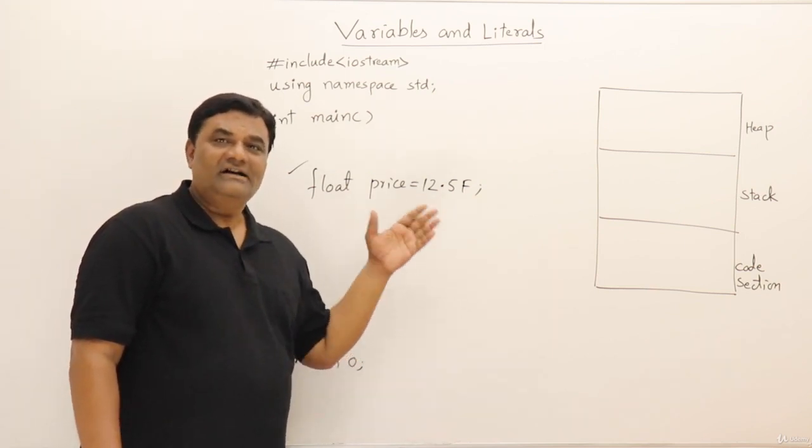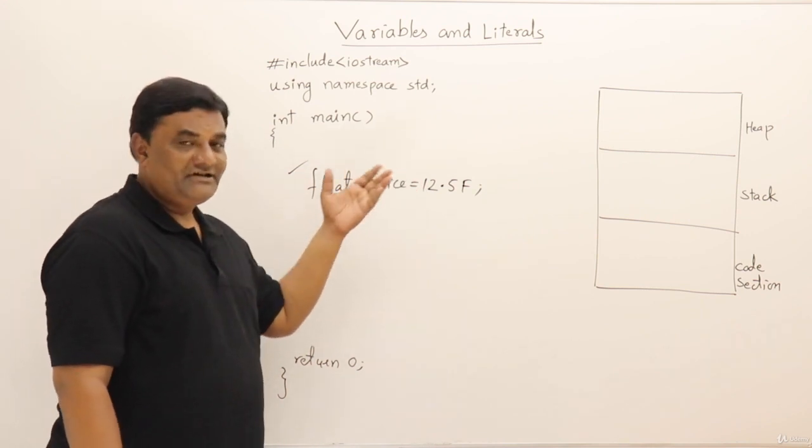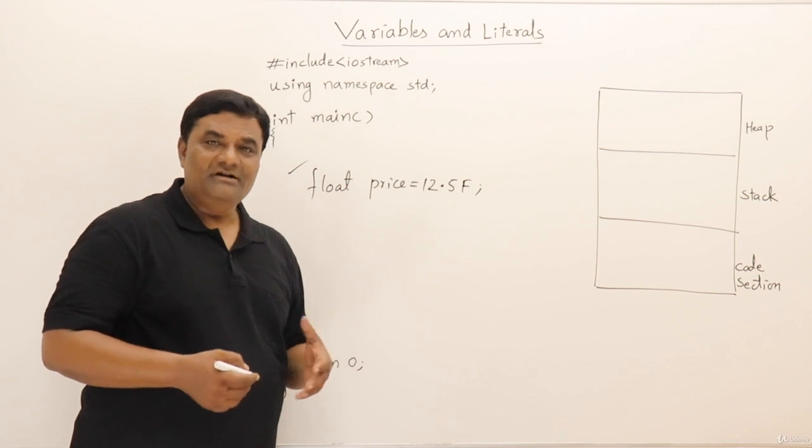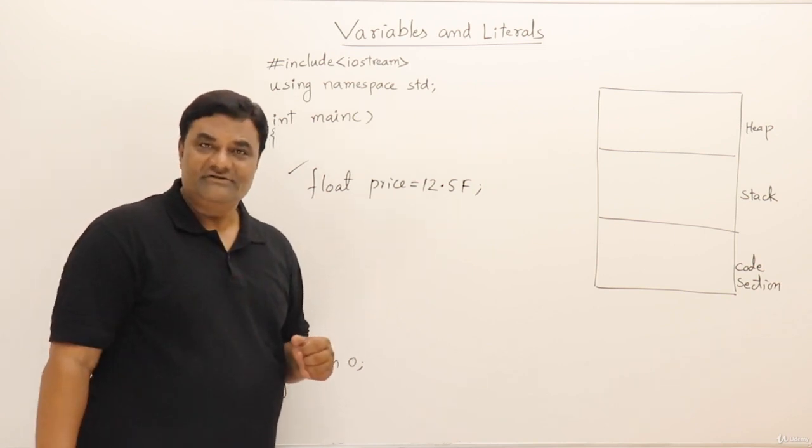But some compilers allow you to write just a number without F, because it will be tedious work for a programmer to write F every time wherever he is using float.